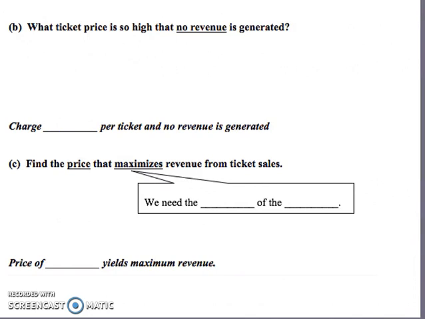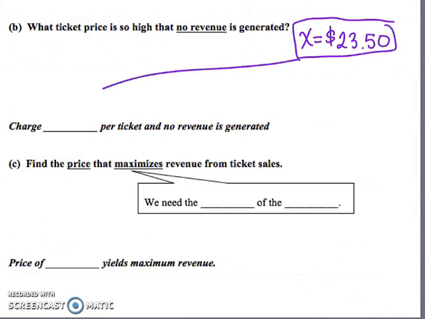I apologize, I did the math on the previous page here. So basically we just solved for this and we found out that x equals $23.50 is the charge per ticket where no revenue would be generated. That's just too much money and nobody's going to buy them.